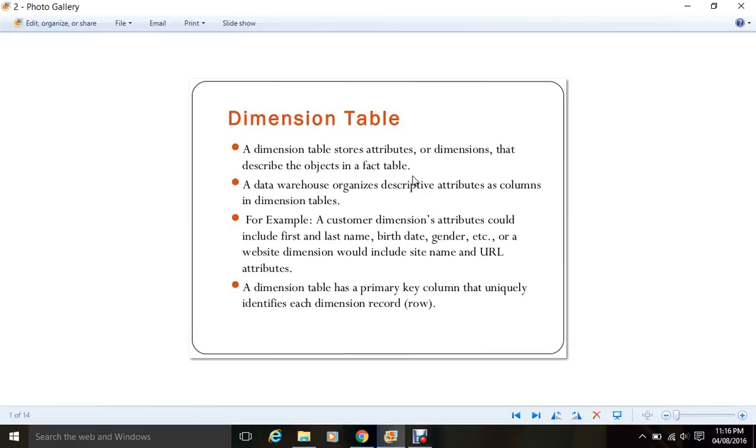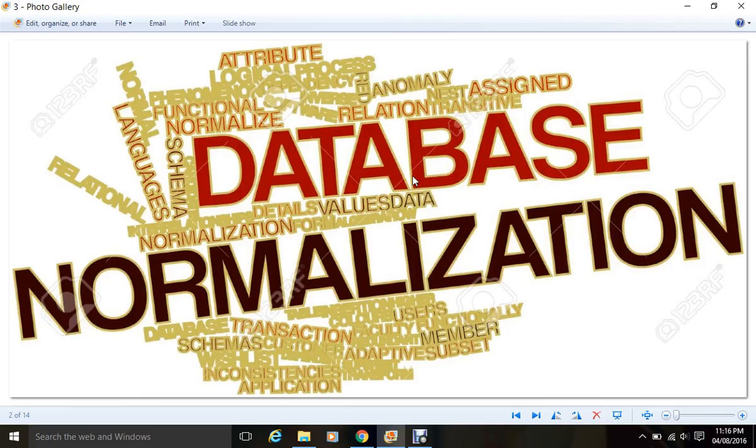Now, before we move forward, let us discuss normalization. Normalization in general terms is a process of organizing data in a database to avoid data redundancy and insertion, update or deletion anomalies. An anomaly is something which deviates from standard or expected values. The dimension tables are of four types: location dimension, product dimension, organization dimension, and time dimension.